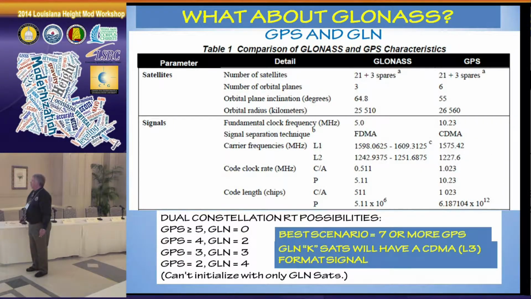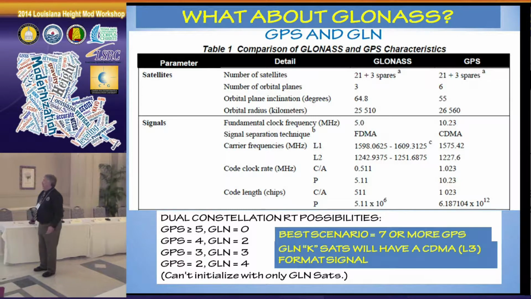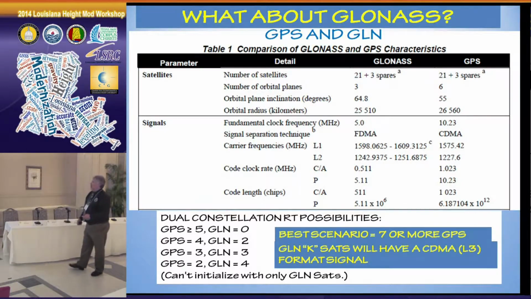GLONASS uses frequency-dependent multiple access, frequency division multiple access. So they use a bunch of different frequencies, the same codes. GPS uses a bunch of different codes and the same frequencies. You can do surveying as long as you have 2 GPS. If you have 4 GLONASS, you can do surveying real time.